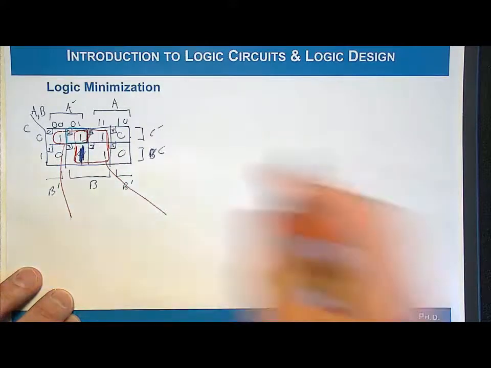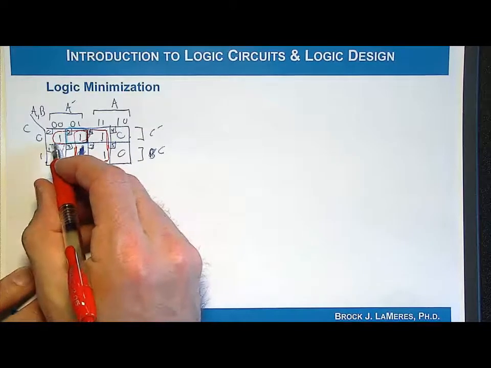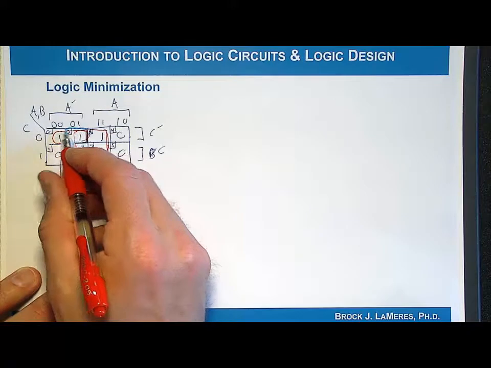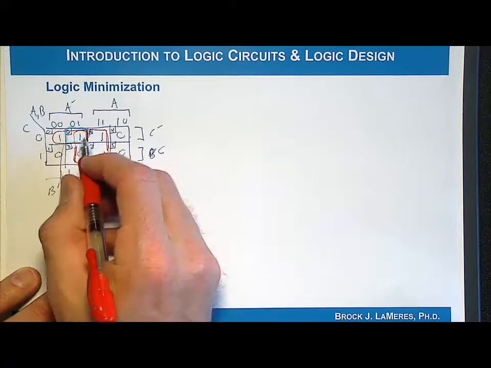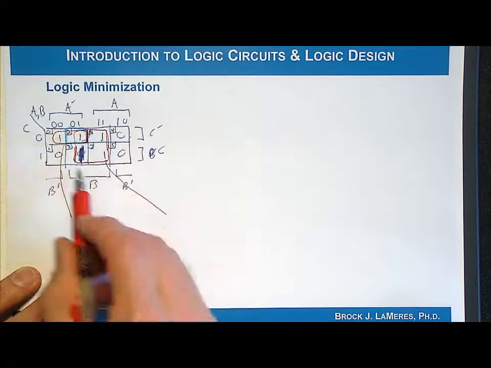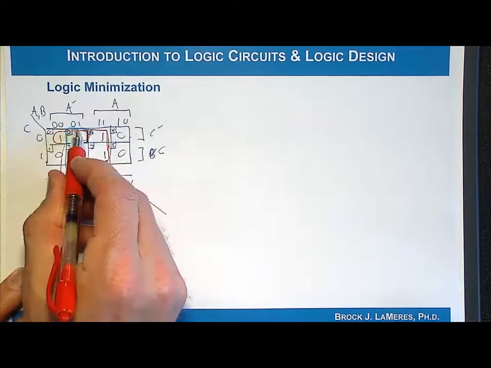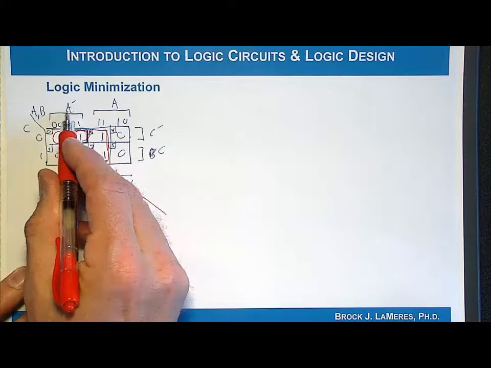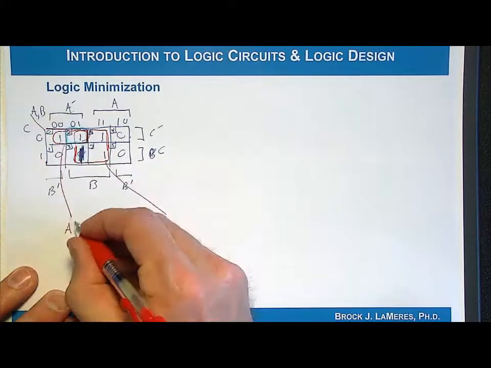So let's start with this circle right here. We're going to talk about the circle that covers 0 and 2, and let's go one by one through the input variables. A: this circle covers a region where A is a 0, so I bring it in as A naught. Okay, so I bring it in complemented.